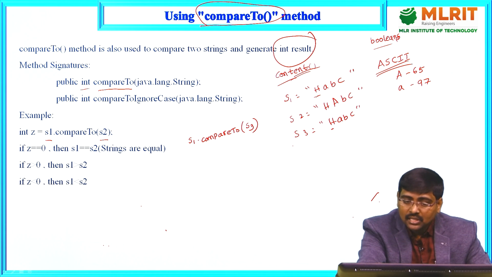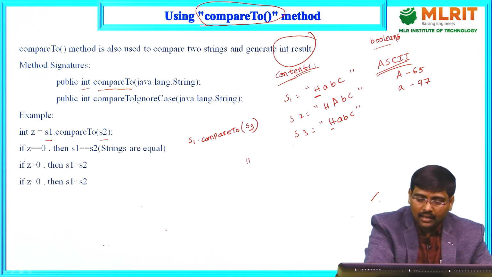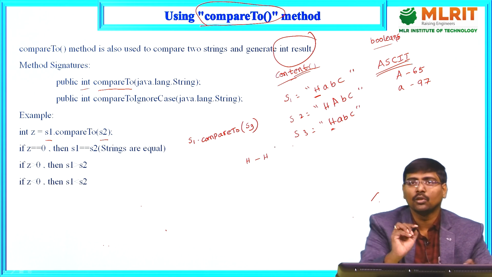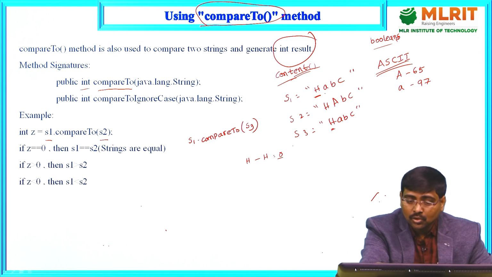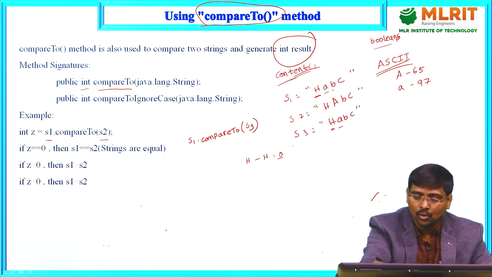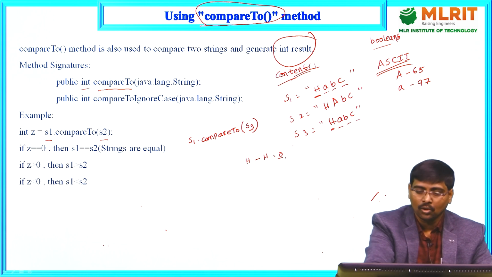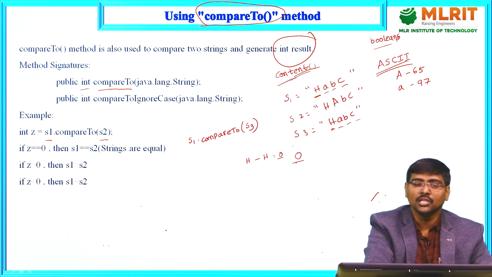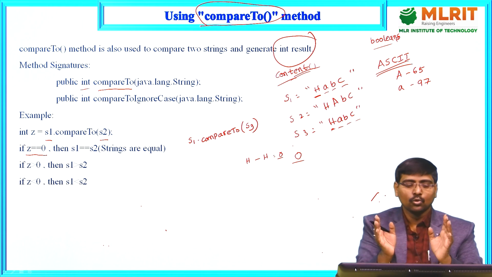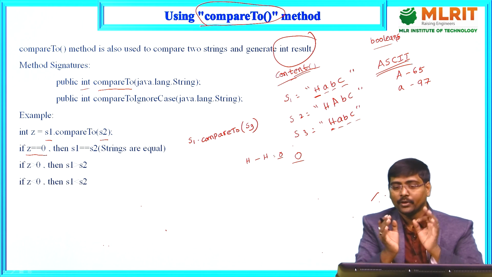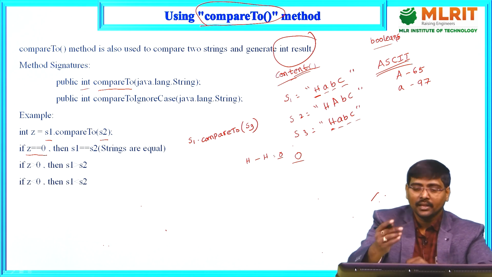So, ASCII value of capital H minus ASCII value of capital H, both are subtracted. What is the value? 0. Fine. Next, A minus A, 0, B minus B, 0, C minus C, 0. Finally, the result is 0. Then, Z is my result. 0 in the sense the two strings are equal. Two strings are equal. Next one.